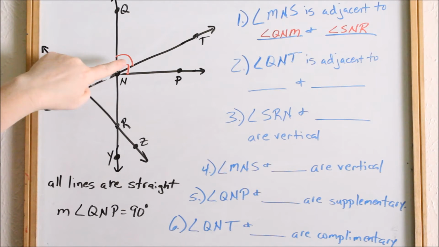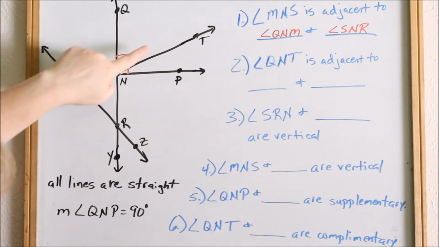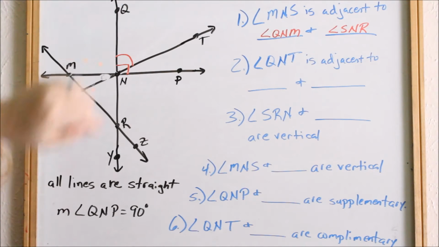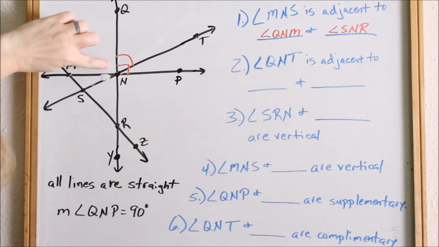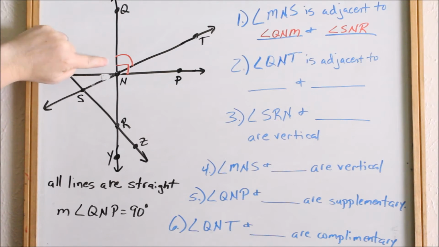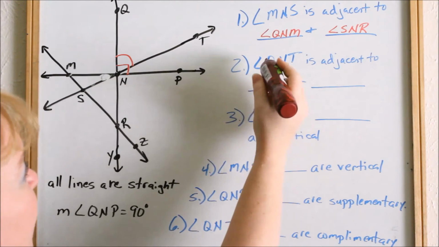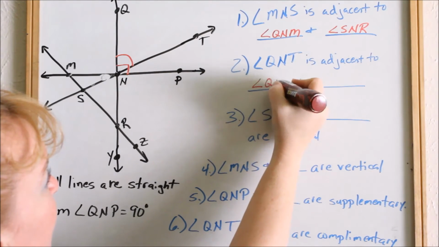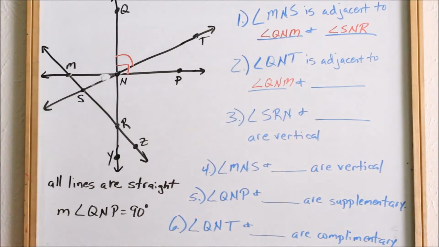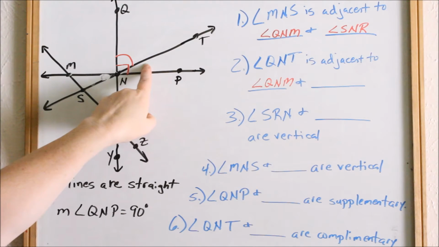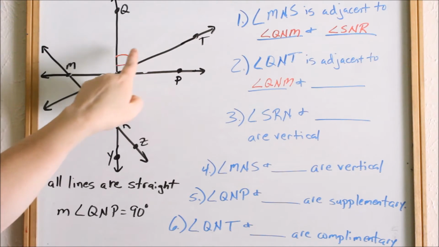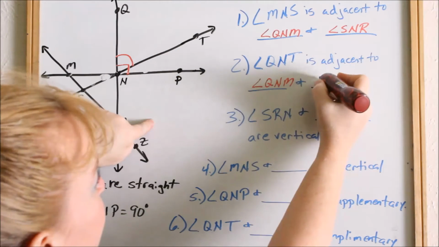Okay, we're looking at this angle right here, QNT. We're looking for angles that are adjacent to it, right next to it. Well, this angle right here is adjacent to it. That'd be QNM, so angle QNM. And then this one right here is also next to it, TNP.